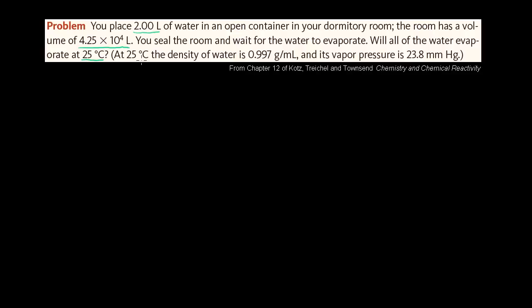And then they tell us at 25 degrees Celsius, the density of water is 0.997 grams per milliliter, and its vapor pressure is 23.8 millimeters of mercury. And this is actually the key clue to tell you how to solve this problem. And just as a bit of review, let's just think about what vapor pressure is.